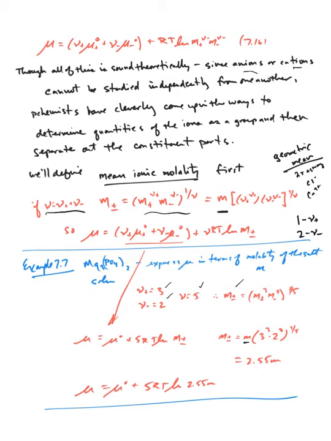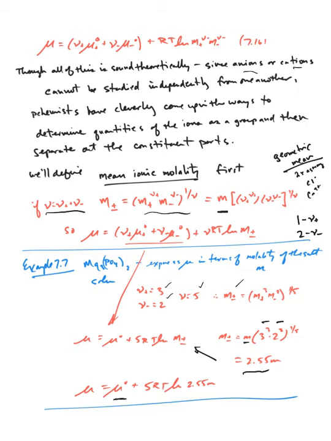So the V plus to the V is going to be 3 to the third right here, and then 2 squared, and then raised to the 1/5 power gives a net of 2.55 times the molality. So that's what the mean ionic molality is. This is the representation of equation 7.16 that we had way at the top.